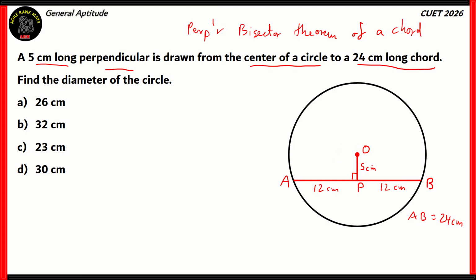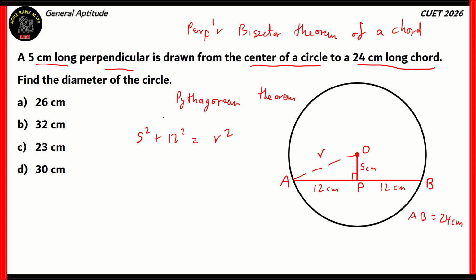Now, how does this help us? Well, we know that OP equals 5 centimeters. We know that AP equals 12 centimeters. All we need is the line segment OA, which is also the radius of the circle. Now, this can be calculated easily by using the Pythagorean theorem. So using this theorem, which we all know, OA squared, the hypotenuse squared, is equal to the base squared plus the height squared. Now that means 5 squared plus 12 squared will equal R squared.